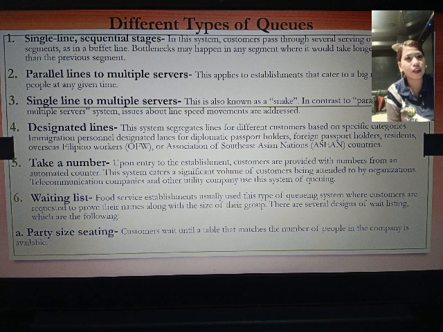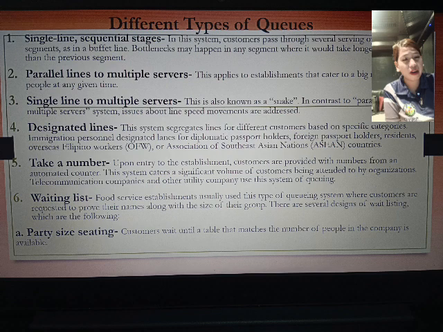Next is parallel lines to multiple servers. This applies to establishments that cater to a big number of people at any given time. The next is single line to multiple servers. This is also known as snake. In contrast to parallel lines to multiple service systems, issues about line speed movements are addressed. An example for this is the PSA. Next is the designated lines. This system segregates lines for different customers based on specific categories.